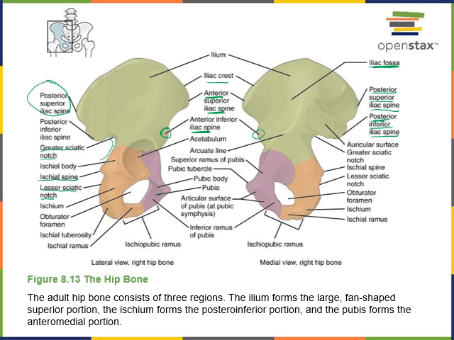So here we see the greater notch. And let's switch over to using an orange color for the ischium. Lesser sciatic notch, just inferior to the ischial spine. We can see the large foramen, the obturator foramen, located between the ischium and the pubis. The obturator foramen is the origin for muscles called the obturator muscles that assist with lateral rotation and abduction of the hip.